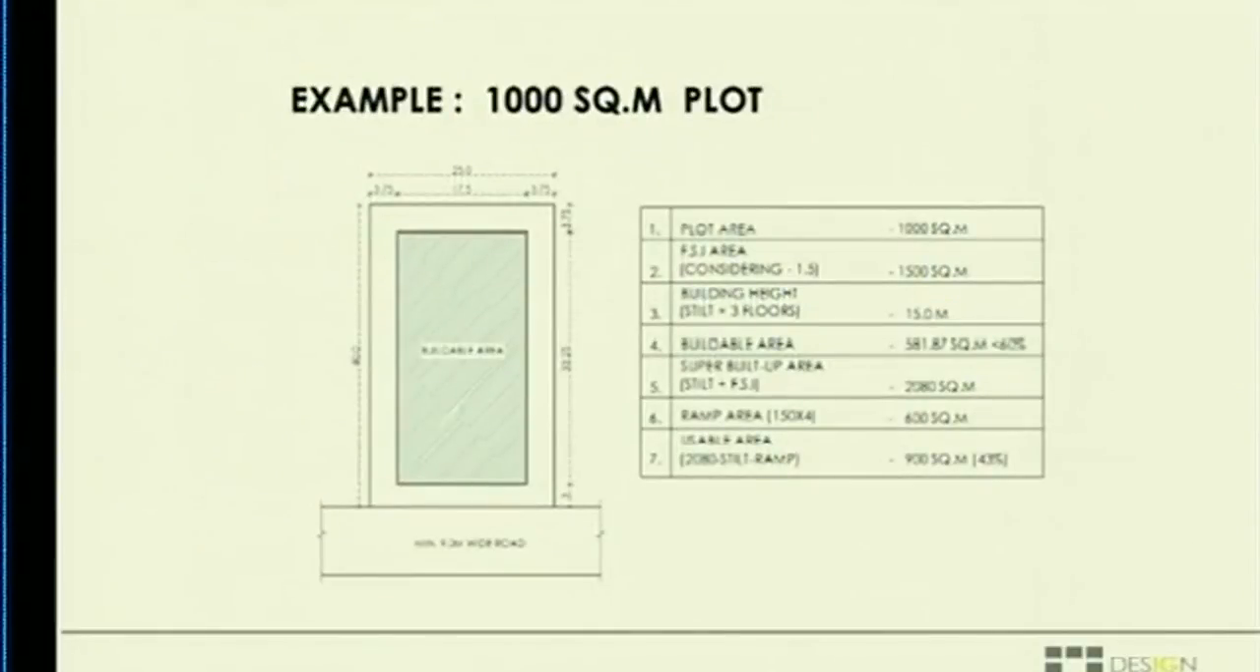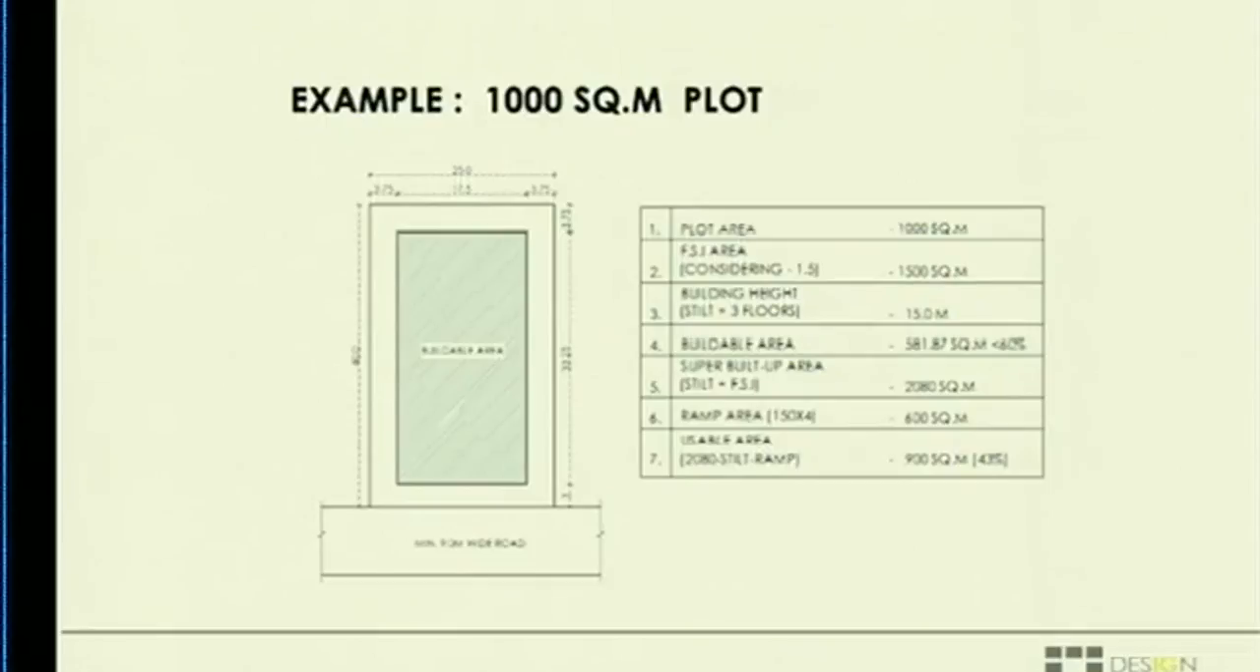I don't know whether you are able to see. Just to demonstrate these facts, I'm going to show 3 slides. 1,000 square meter plot, as per Tamil Nadu development control rules. 1,000 square meters is approximately 10,000 square feet. So I have taken a nice rectangular plot, which is 40 by 25 meters. If the plot area is 1,000 square meters, the FSI, that is the maximum buildable area, when you consider an FSI of 1.5, is 1,500 square meters.